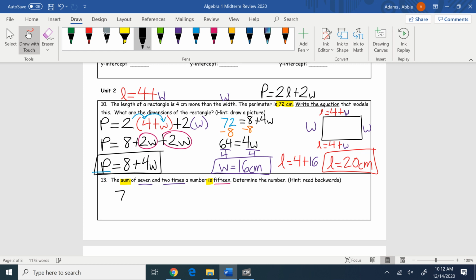So I'm going to have 7 plus 2 times some number is equal to 15. And it's asking us to determine the number. So it's actually asking us to solve this value. So I'm going to subtract 7 from both sides. So 2n is going to be equal to 8, because 15 minus 7 is going to give me 8. Divide by 2 on both sides. So our number is then 4.